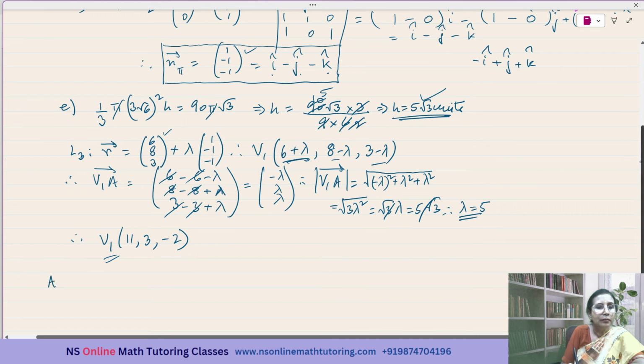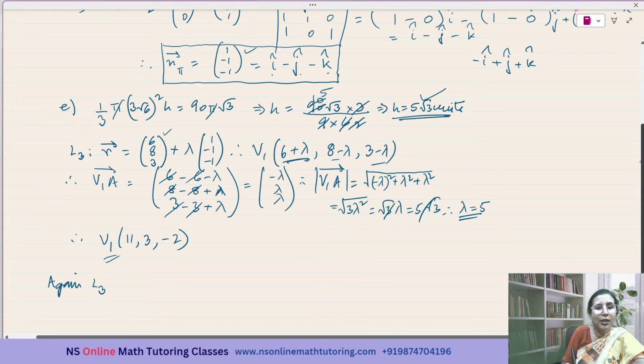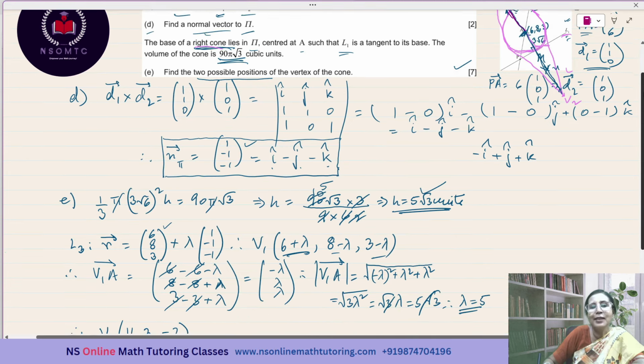Again, I'm taking the same line L3 because it is the same line L3. L3 is perpendicular to the plane pi and it is the single normal vector. You can of course translate it, but because it is passing through this point, the center of the base, it will be the same line L3. And previously I had taken the direction vector of this line in this direction. Now I am taking it in this opposite direction. Okay, so that is the difference, but the line is still L3.